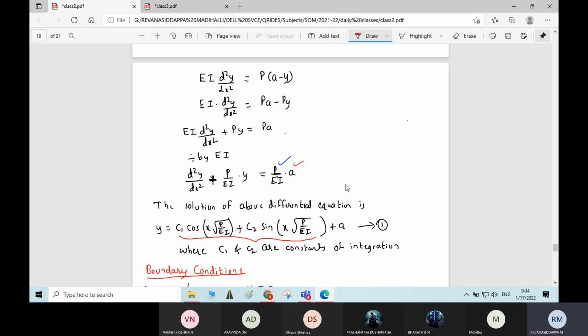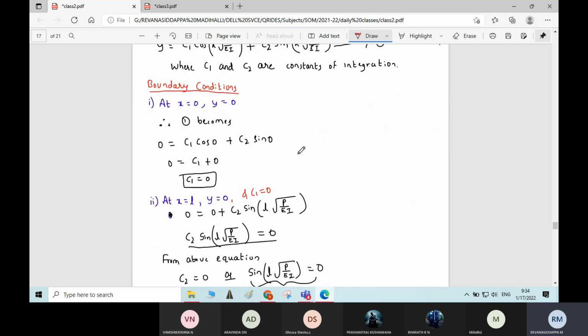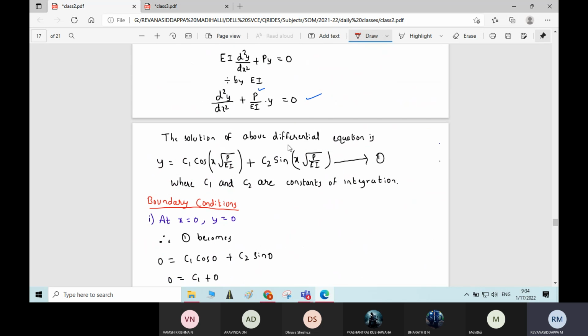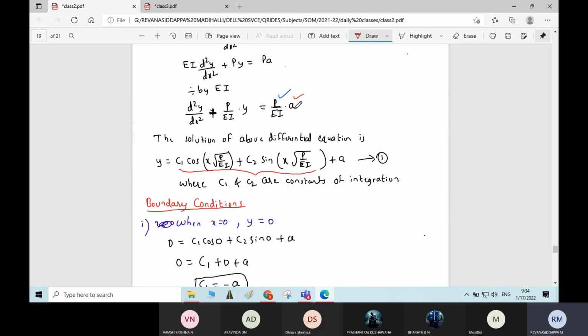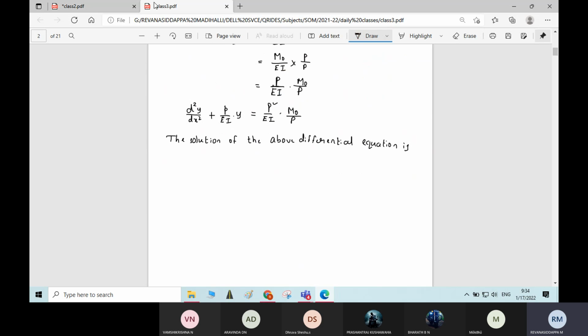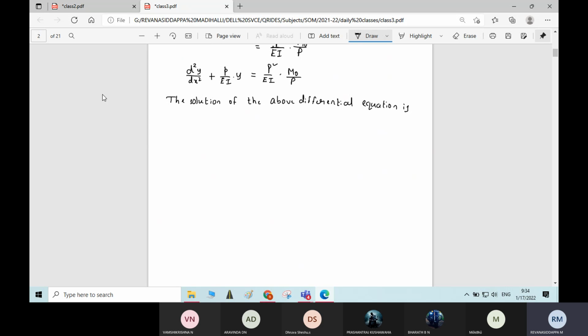Okay. In the previous derivation it was plus 0. Nothing will come here because the multiplication constant is 0. Here for P by EI the multiplication constant is A, so plus A, same equation plus A. Similarly here also, the solution of the above equation will be the same equation, all right.